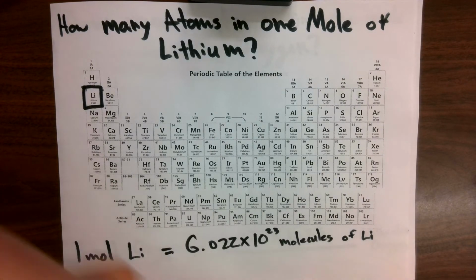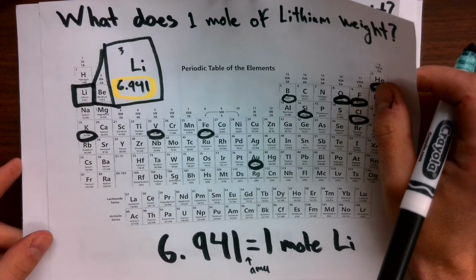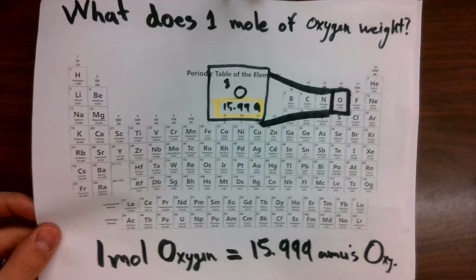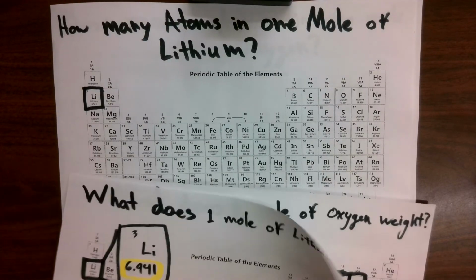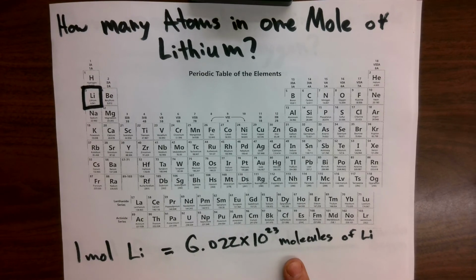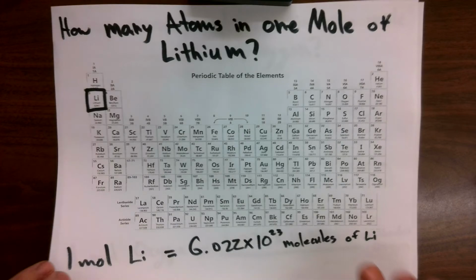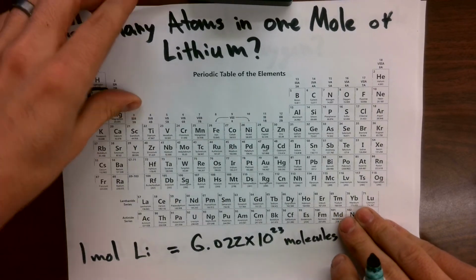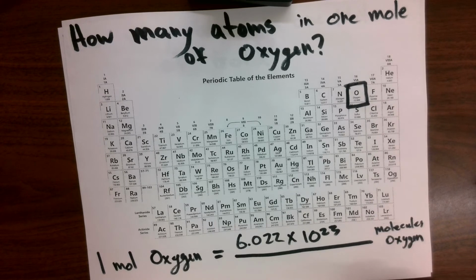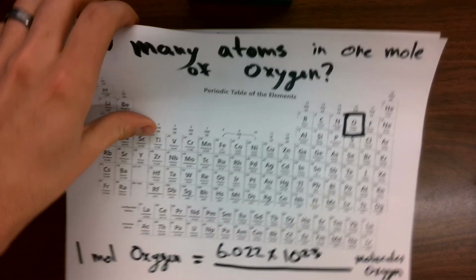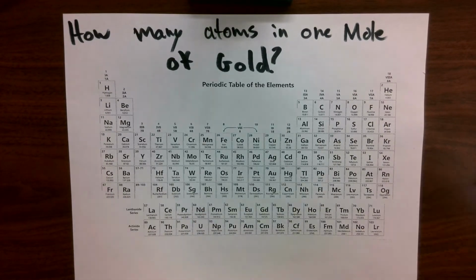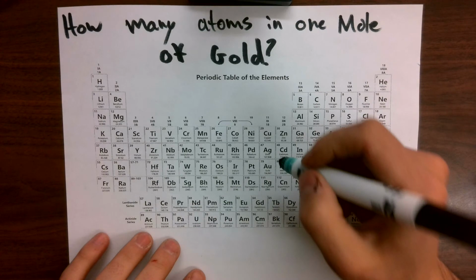For example, the weight is going to be different between the two, right? The weight of lithium is 6.941. The weight of oxygen is 15.99. Well, the number of molecules in 1 mole is this, and the number of molecules in 1 mole is this. Okay? We're going to use this later, so don't be too confused about the why right now. I just want you to look at the how.